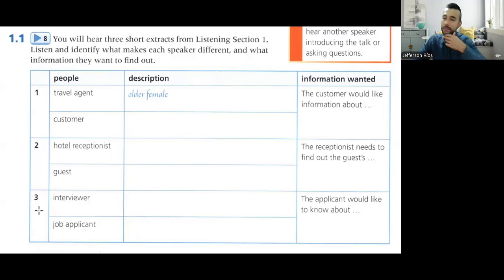Well, I don't think I have any more questions. Is there anything you'd like to ask me about the job? Yes, I was wondering if it involves a lot of travel and what the working hours are.